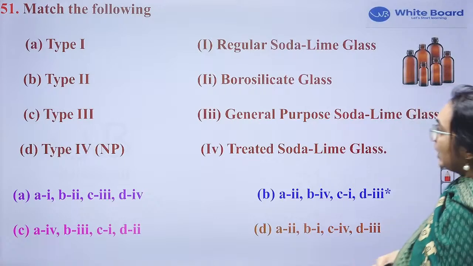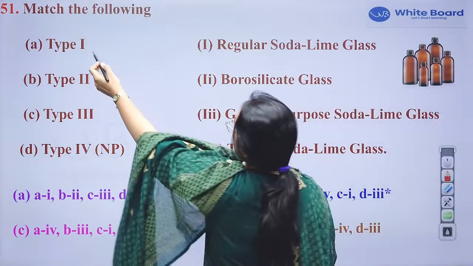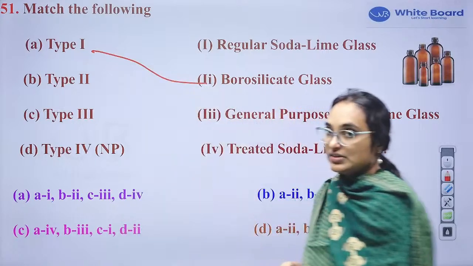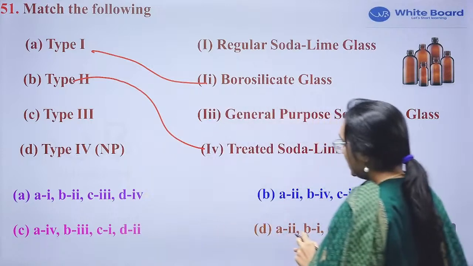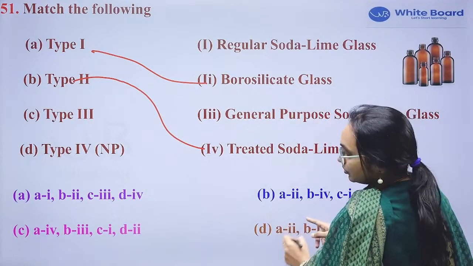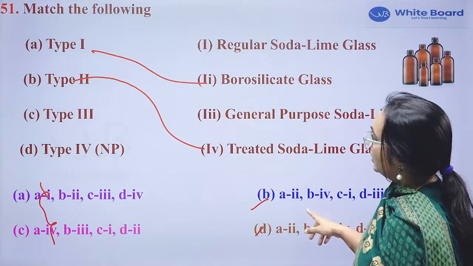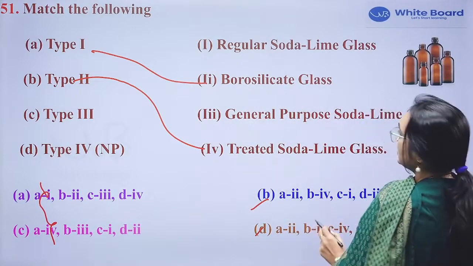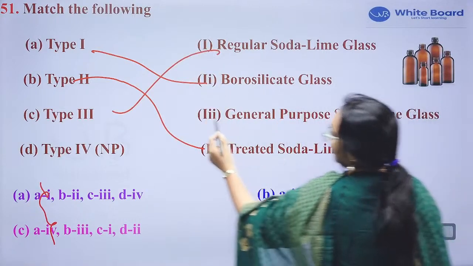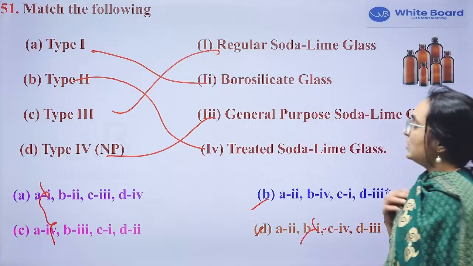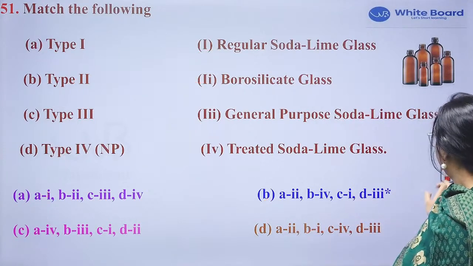Match the following: type 1, type 2, type 3, type 4 glasses. Here type 1 glass, borosilicate glass, we already discussed. Type 2 is treated soda lime glass. So A is 2, A2. Next, type 2 is treated soda lime glass. Yes. Type 3 is regular, C1D3. Type 4 is general purpose soda lime glass. So for 51, the option is B.